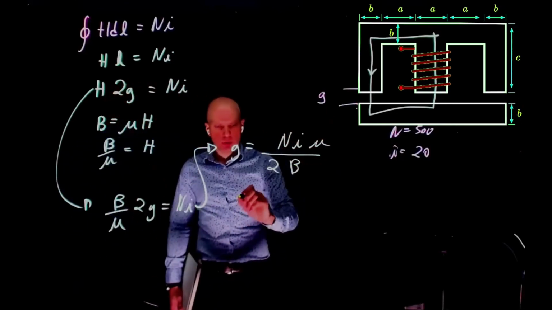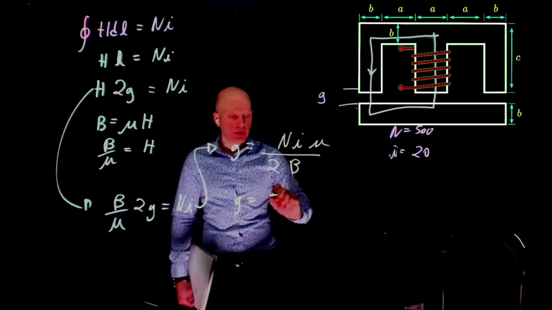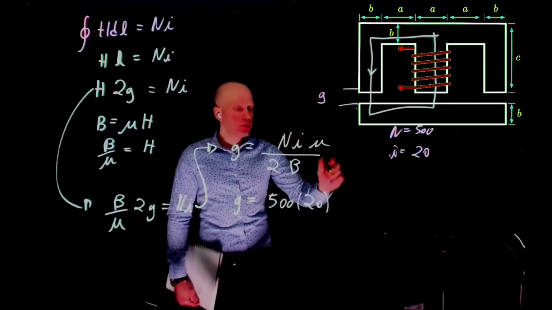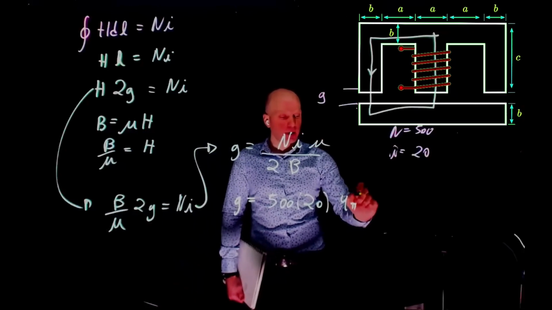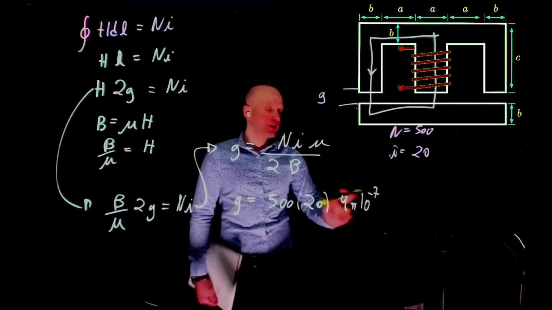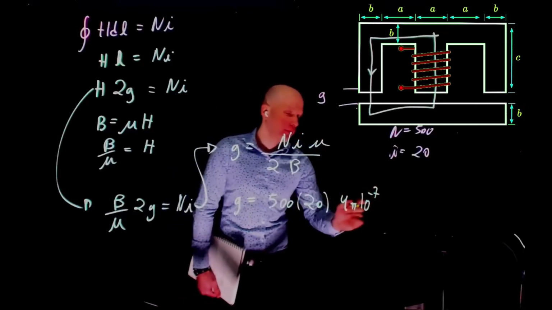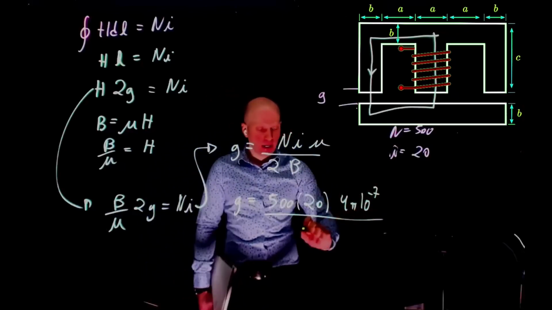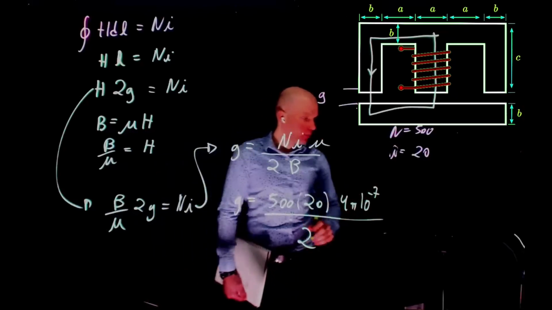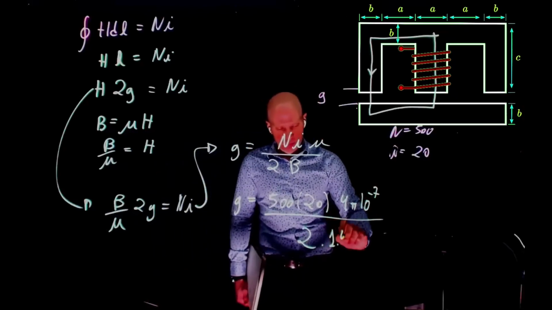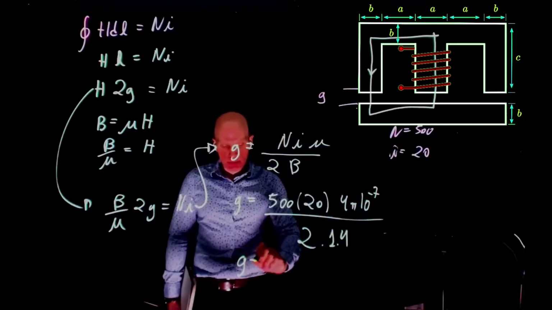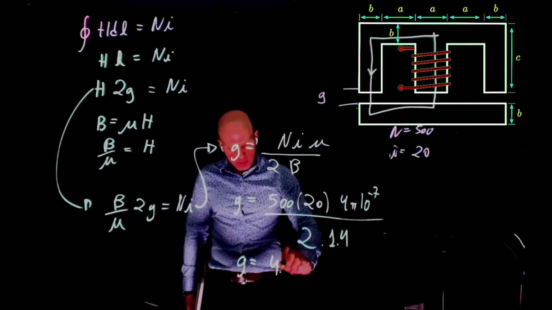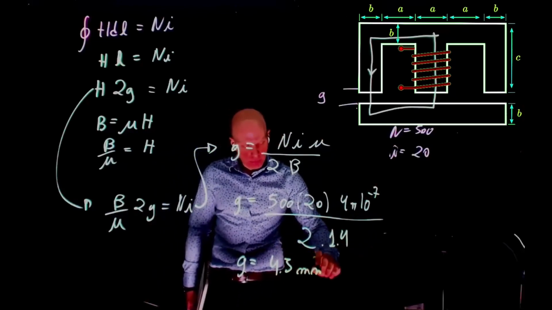Which now gives N is 500, I is 20, mu is 4 times pi times 10 to the power of minus 7. Remember, this is the air gap, right? So the relative permeability is 1, divided by 2 times B, and B is 1.4. This gives the maximum gap for which we can establish 1.4 Tesla of 4.5 millimeters.